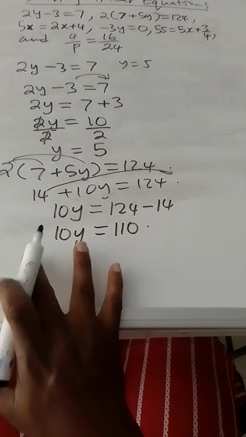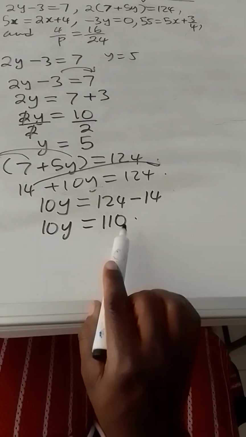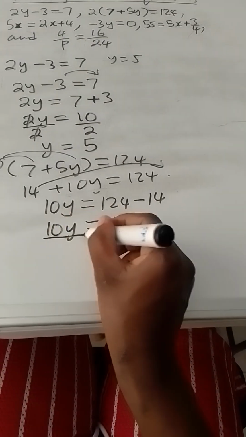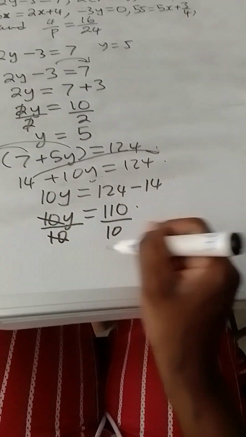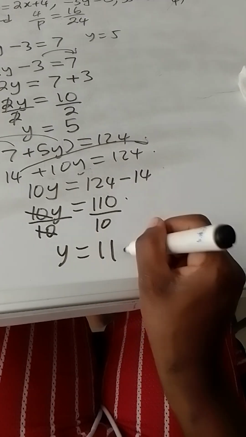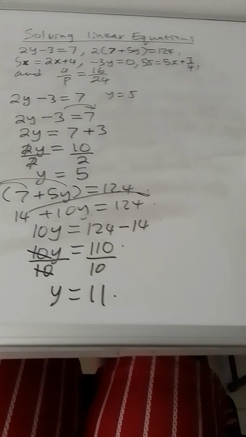And now that we have transposed and added the like terms, and we have individual terms on either side, we divide by the coefficient of the variable term. And that gives us y is equal to 11, because 10 goes 11 times into 110.